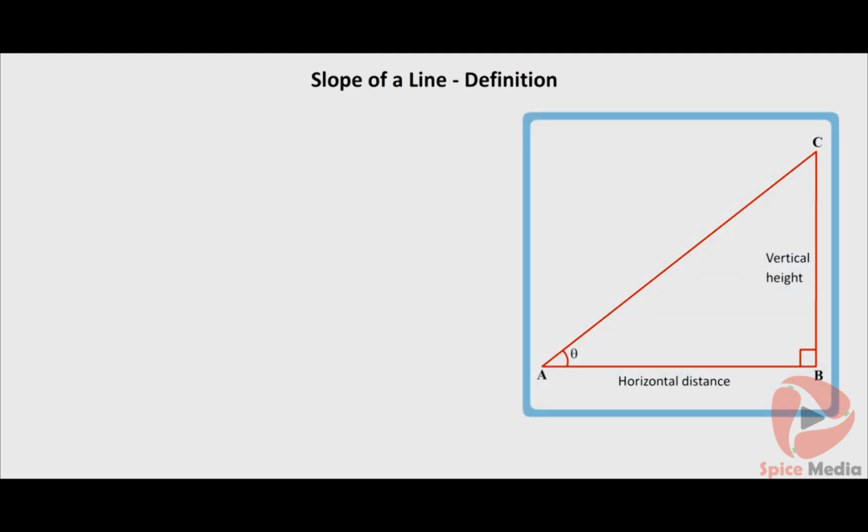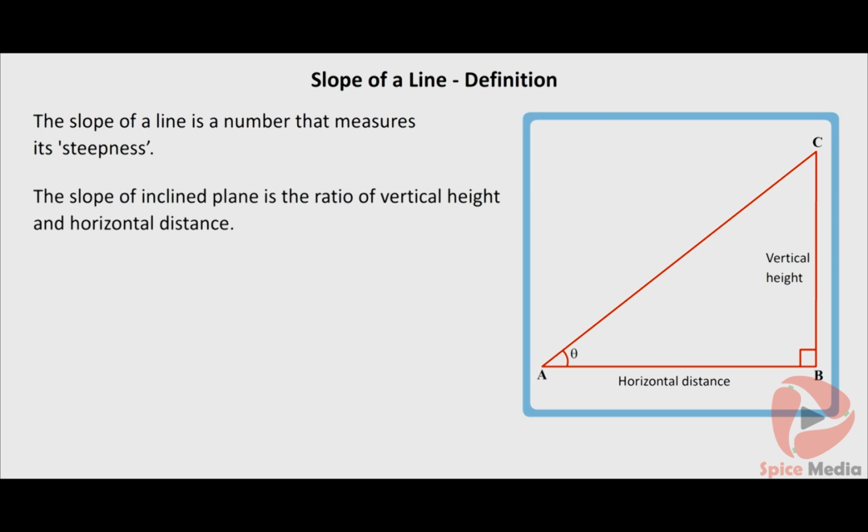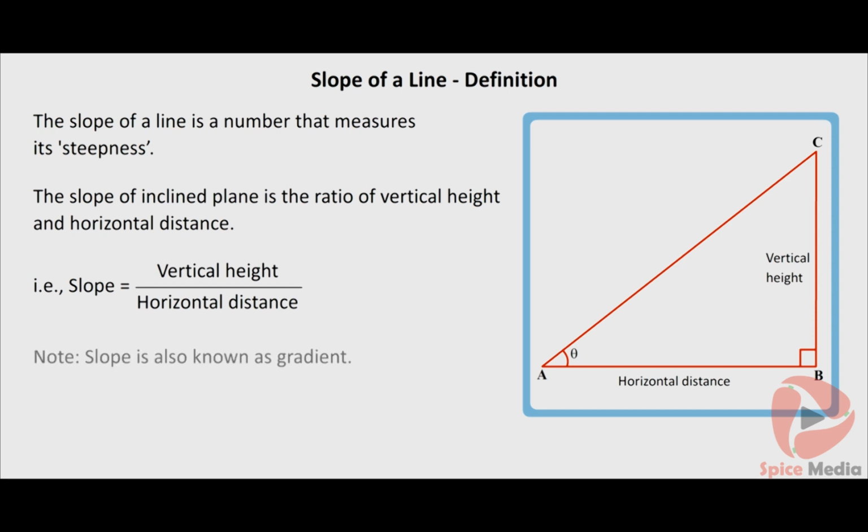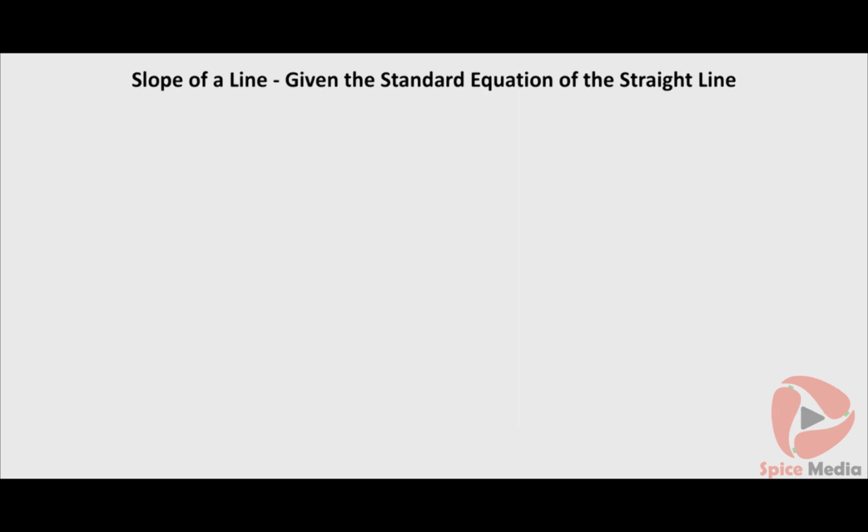Slope of a line. Let us define the slope of a line. The slope of a line is a number that measures its steepness. The slope of an inclined plane is a ratio of vertical height and horizontal distance. That is, slope is equal to vertical height divided by horizontal distance. Note that slope is also known as gradient.